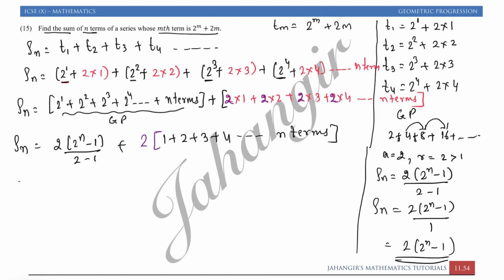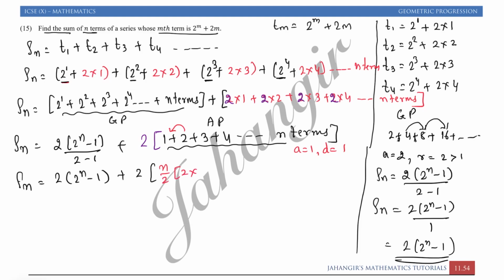So Sn will be equal to 2 into 2 raised to n minus 1 upon 1. If you don't write it, it's okay, plus 2, and this forms an AP. If you see, the difference between the consecutive terms is 1. So what is the AP formula? If you write it down here, A is 1 and the common difference is also 1, because second term minus first term is 1. So the Sn formula is n by 2, 2 into A, which is 1, plus n minus 1 into D, which is also 1. This is AP.